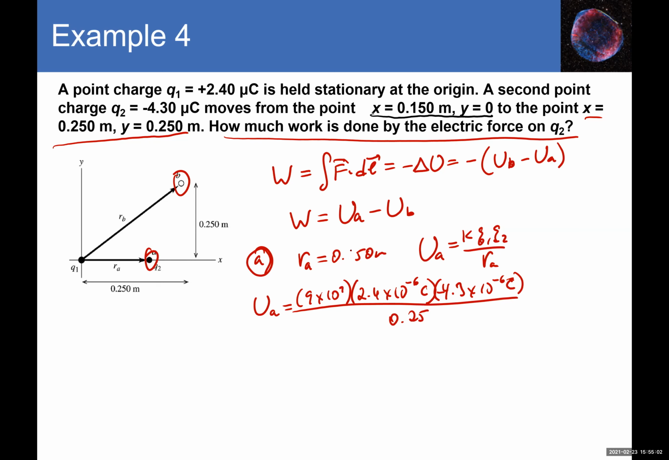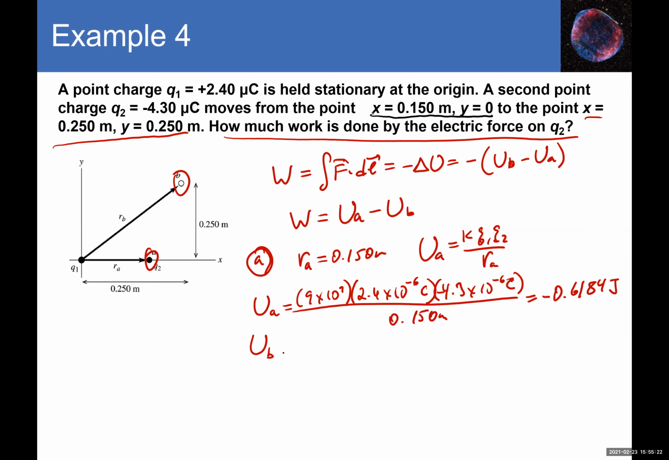I got it wrong here. So 0.15 meter, then we're not squaring. That means I calculate and I make sure that I'm not using any absolute value. So there's a negative there. That means my potential will be negative. So negative 0.6184 joules. That's my potential at point A.